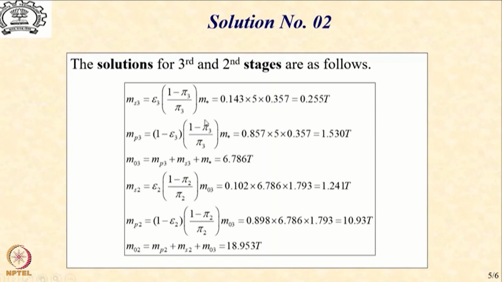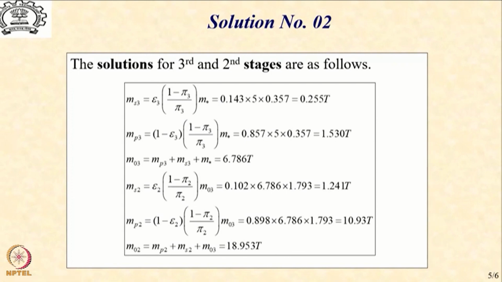Now, similar to what we did for the third stage, we can now find out the starting mass for the second stage, that is M02, which is a sum of propellant mass of the second stage, the structural mass of the second stage, and the payload for the second stage, which is the starting mass for the third stage, or M03. If we sum all these, the total mass for the second stage operation is 18.953 tons.